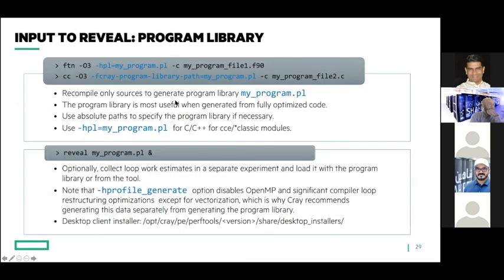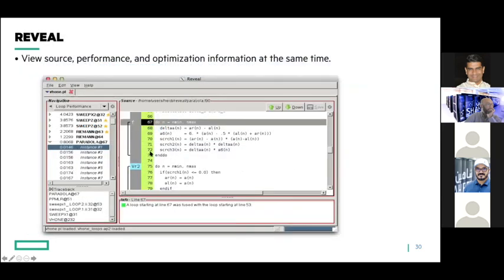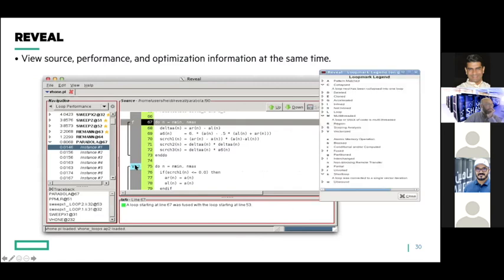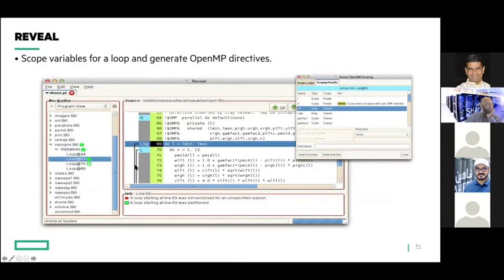Okay, for that, I will just skip this one. It's for your records. You have to compile your code with a special flag, which is shown over here. This produces a program library, which you can load into Reveal, and then you can visualize your code next to these compiler listings. But much more important, what Reveal can do is to produce OpenMP pragmas automatically. And this is something I just wanted to show you real quick in a minute before we jump to GDB for HPC.